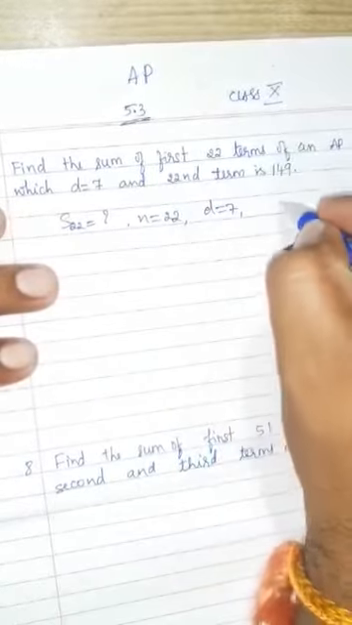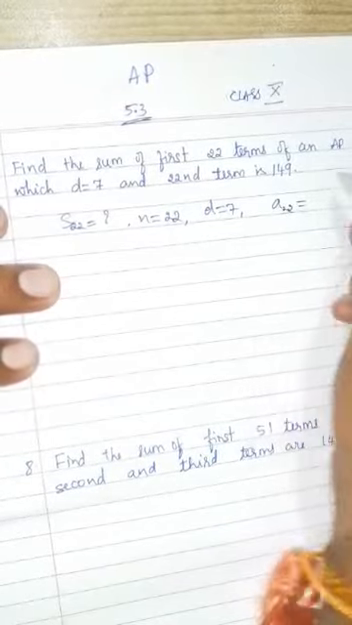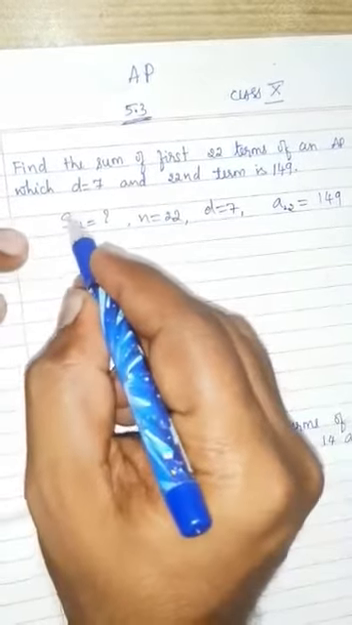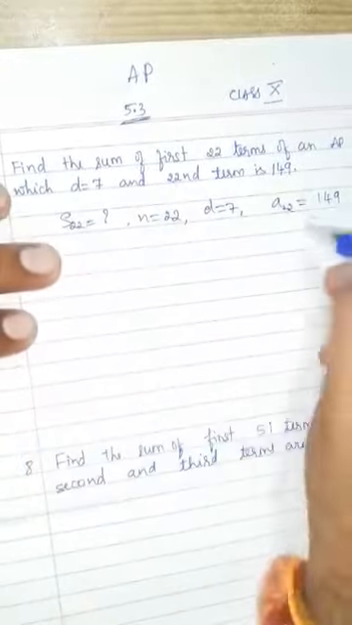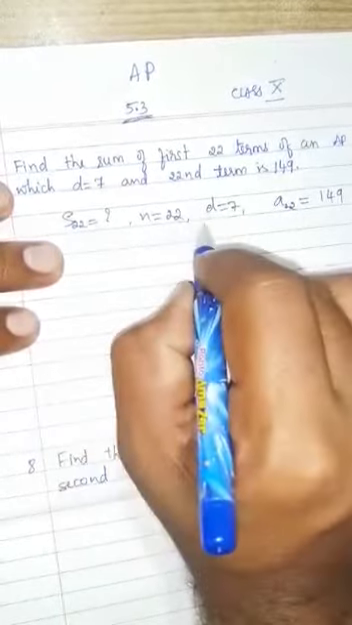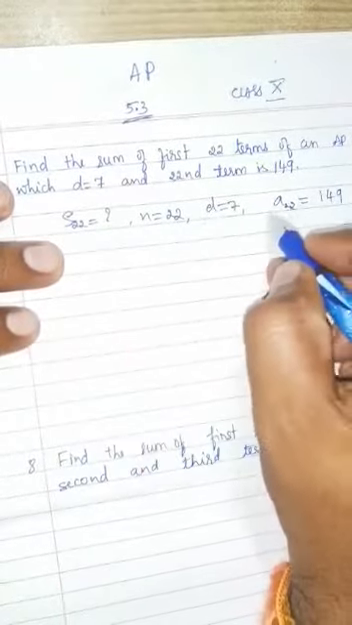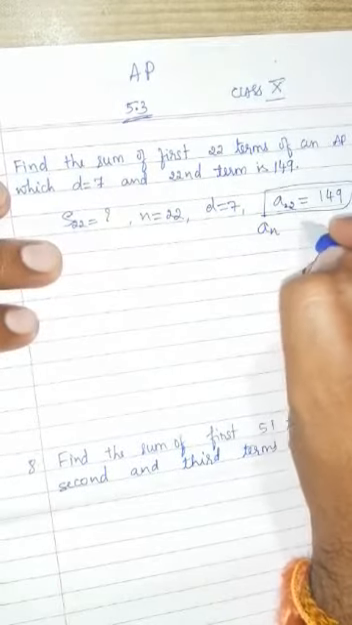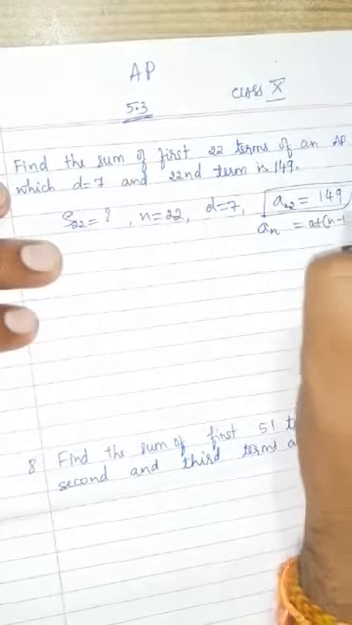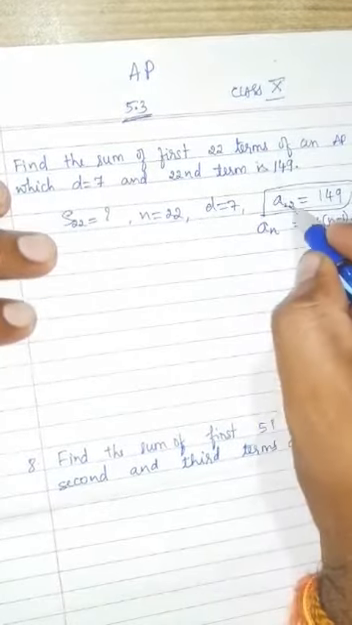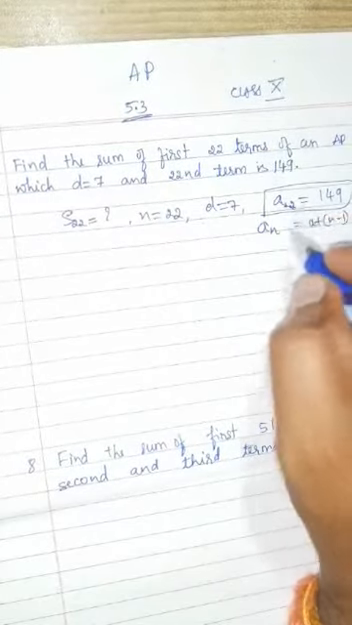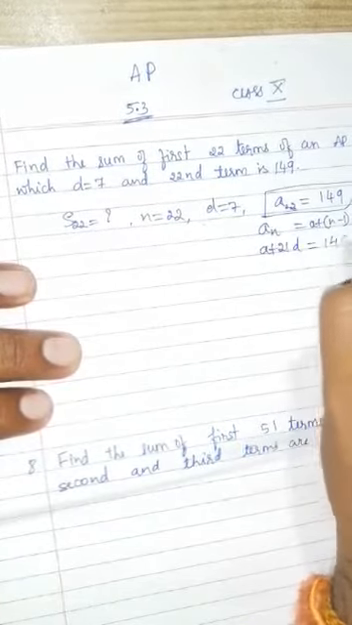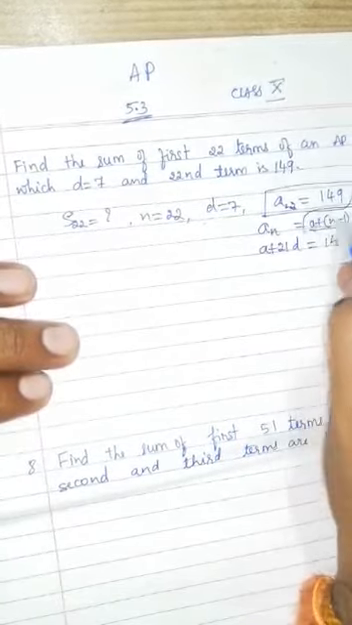And the 22nd term is 149. Since we cannot directly apply the SN formula because A is not given here, using the AN formula we can find out A. AN is equal to A plus N minus 1 into D, where A22 is given. A22 we can also say as A plus 21 D, which is equal to 149. Applying this formula only.